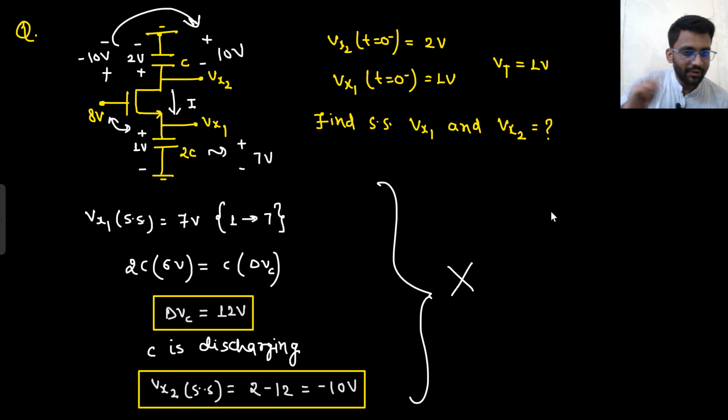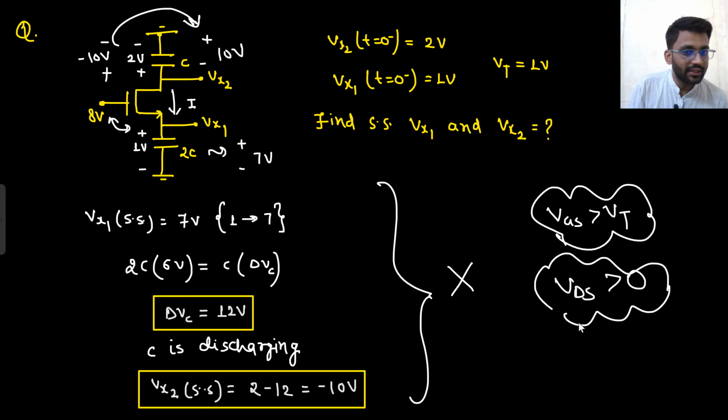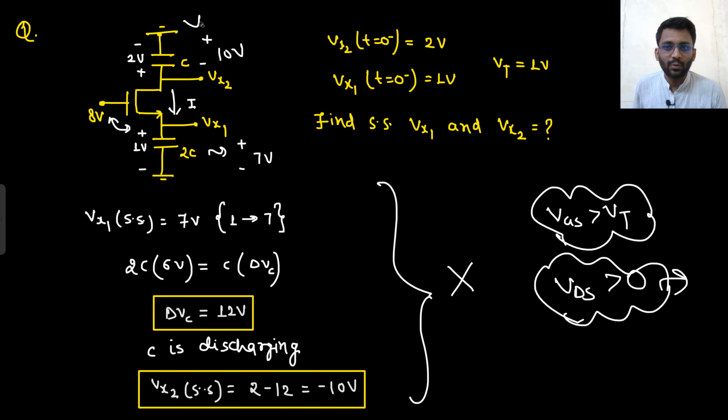In the previous question we considered the equation that VGS should be greater than VT. But did you consider that your VDS should be greater than 0 as well? For the transistor to turn on, VGS should be greater than VT, but VDS also should be greater than 0. Are you getting this point? The drain to source voltage should also be greater than 0. This is the condition as well, so you have to consider that.